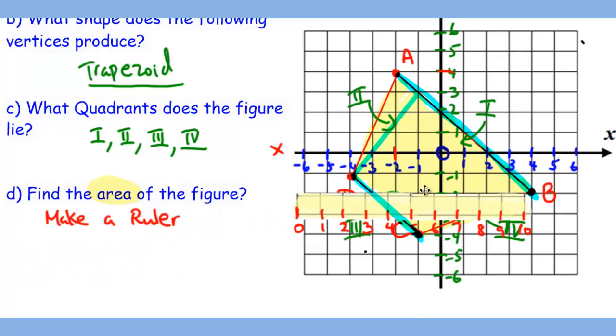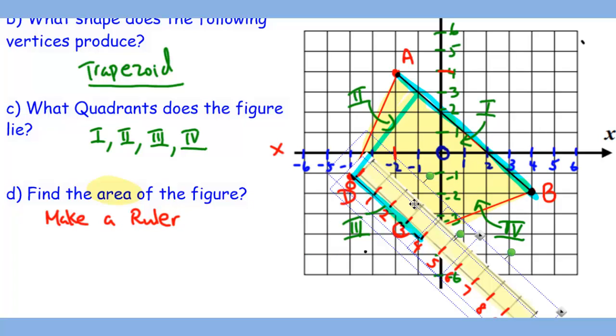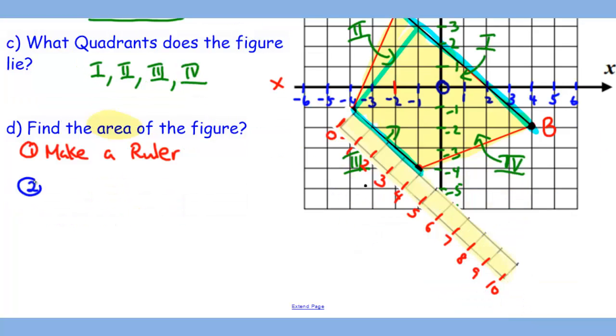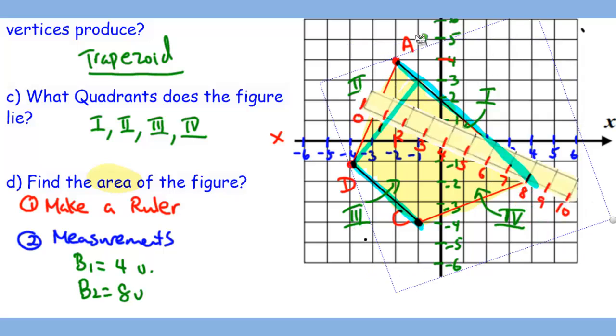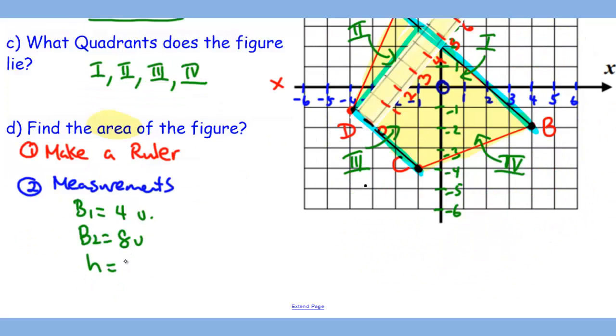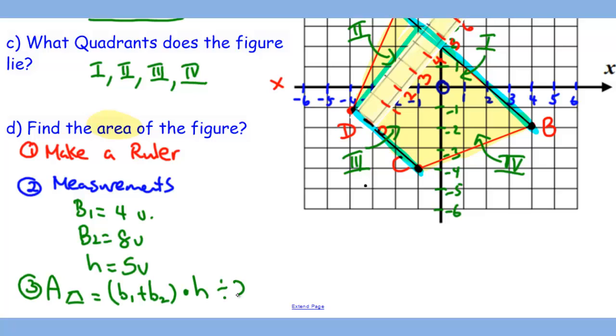Now bringing this over, we get a base of 4 segments long. So the measurements we got are: base 1 is 4 units, base 2 is 8 units, and height is about 5 units. Once we gather this information, we can use the formula to solve this question. The area of a trapezoid is base 1 plus base 2 in parentheses, times height, and then divided by 2.